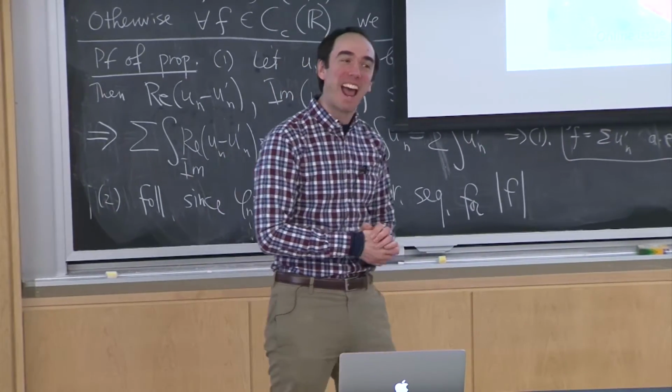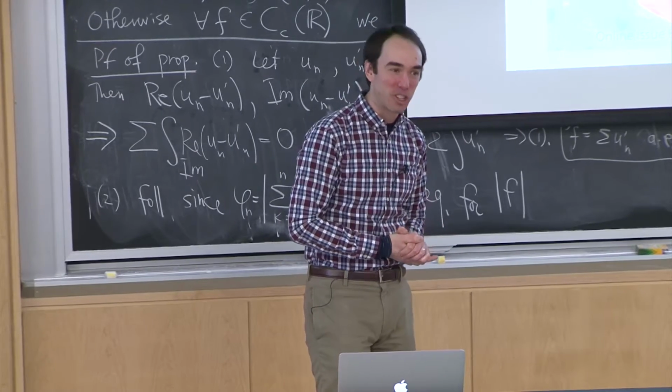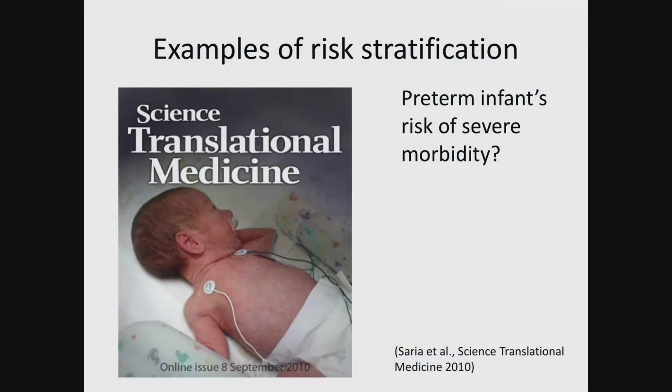But that score isn't actually as accurate as it could be. And there's this paper, which we'll talk about actually in a week and a half, by Suchi Saria, who's a professor at Johns Hopkins, which looked at how one could use a machine learning-based approach to really improve our ability to predict morbidity in infants.